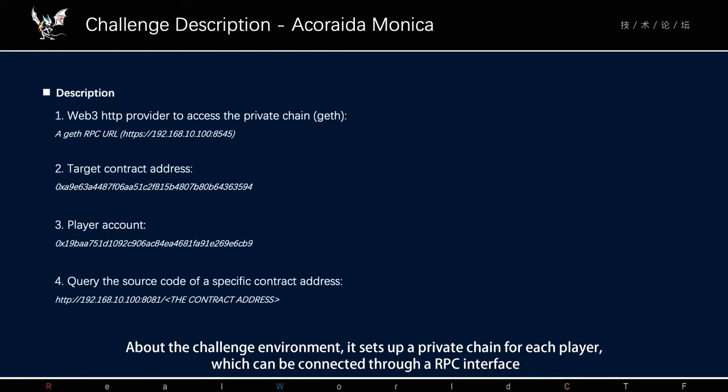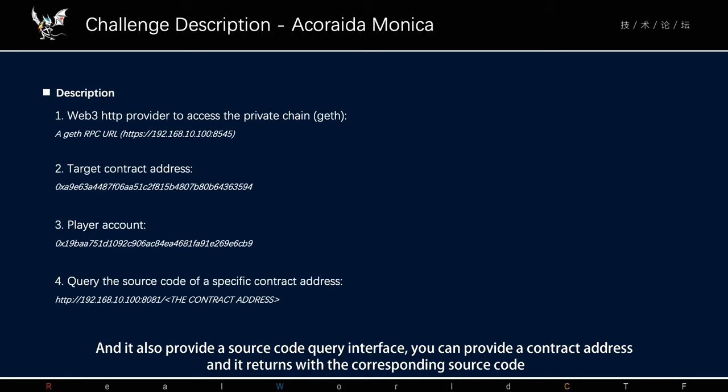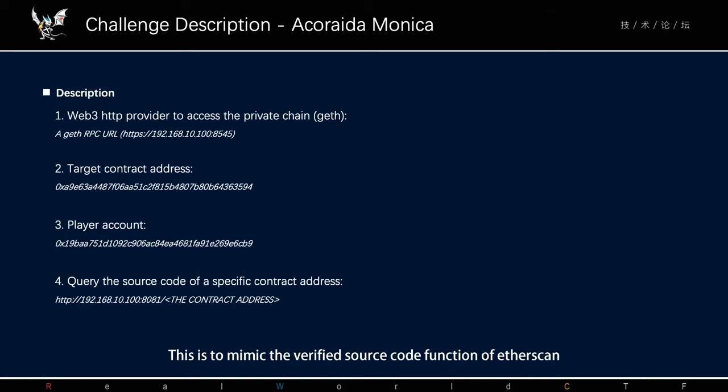About the challenge environment, it sets up a private chain for each player, which can be connected through an RPC interface. Then it highlights the target contract address and the player account, and it also provides a source code query interface. You can provide a contract address, and it returns the corresponding source code. This is to mimic the verified source code function of Etherscan.